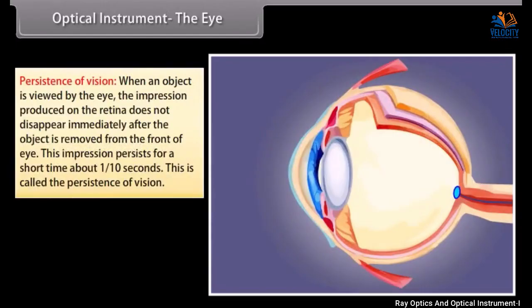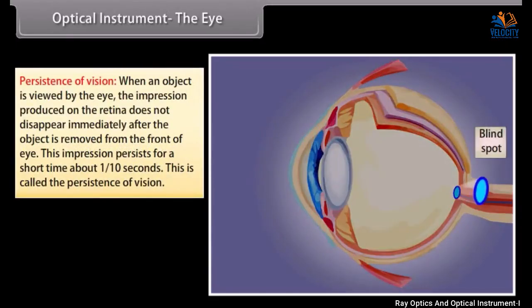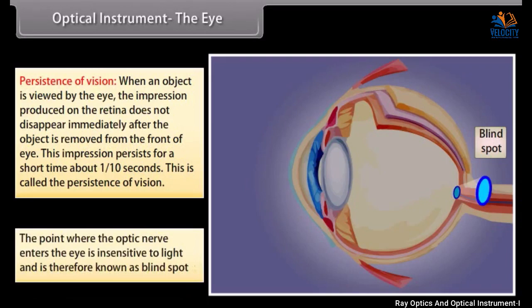Persistence of vision. When an object is viewed by the eye, the impression produced on the retina does not disappear immediately after the object is removed from the front of the eye. This impression persists for a short time, about 1/10 second. This is called the persistence of vision. The point where the optic nerve enters the eye is insensitive to light and is therefore known as the blind spot.